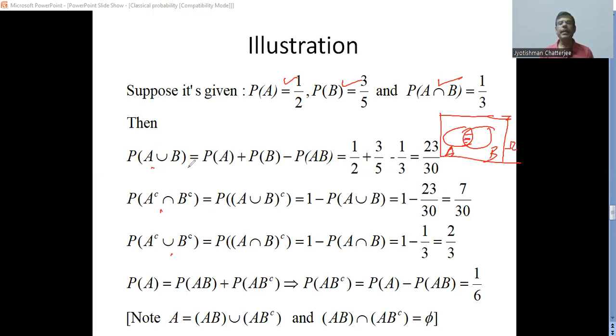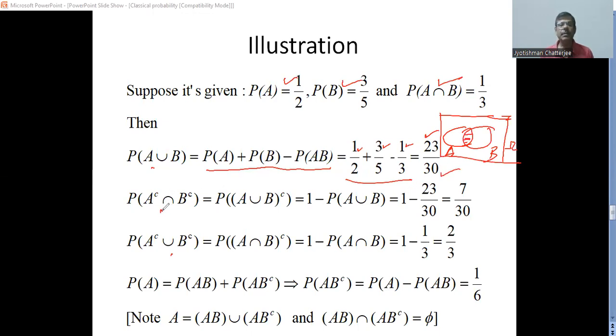Probability of A union B is nothing but this. This is the inclusion exclusion principle. And by putting these figures, half plus 3 by 5 minus 1 by 3, if you do this calculation, the denominator LCM is 30, and then here I will get 15, 15 plus 6, 21. Here I will get 15. Here I will get 18. So 33 minus 10, so 23. 23 by 30.